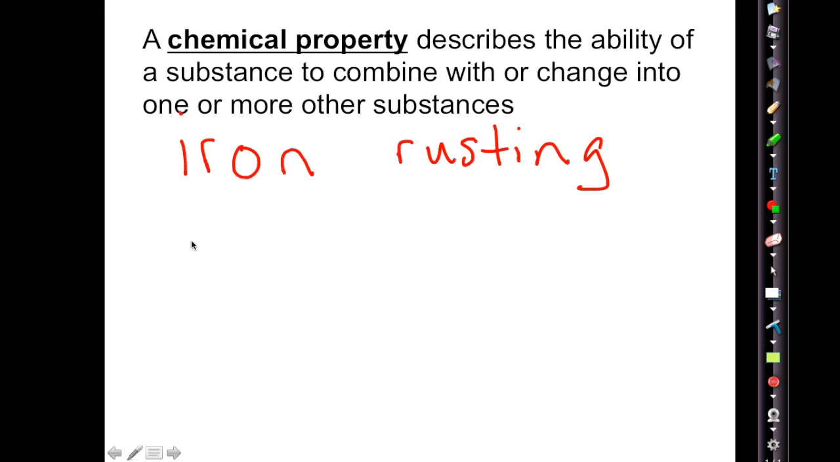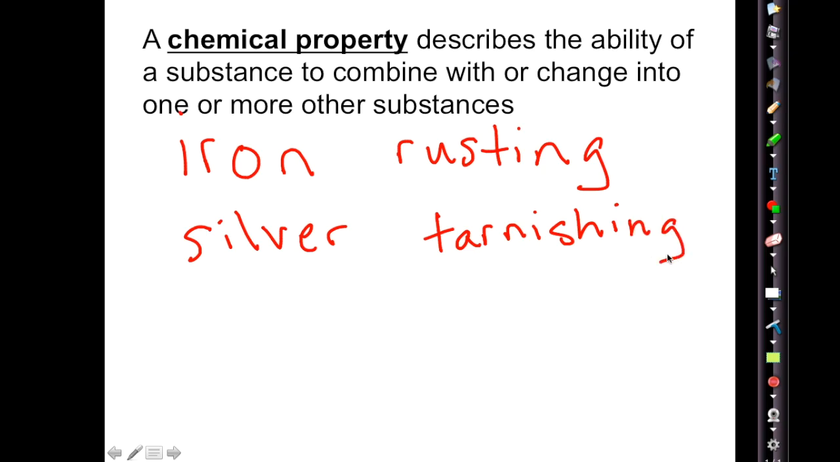Silver has the tendency to undergo a chemical change in the process of tarnishing. So silver tarnishing would be another example of a chemical property. The silver has the ability to undergo this tarnishing process. And again, here we see these chemical properties describe a change in chemical composition, the ability of a substance to undergo this type of change in chemical composition.